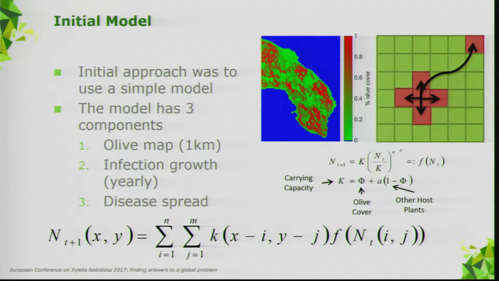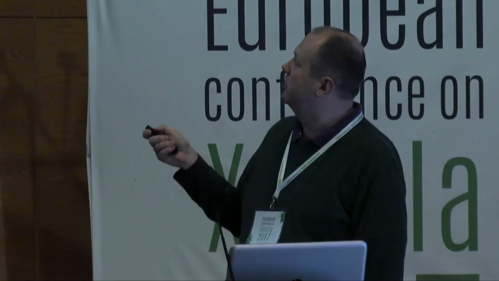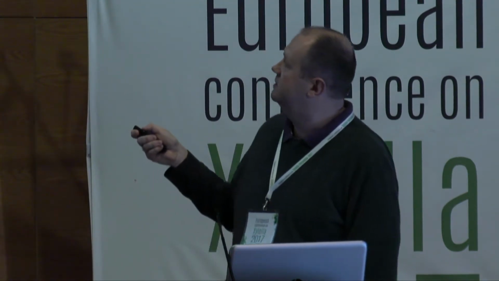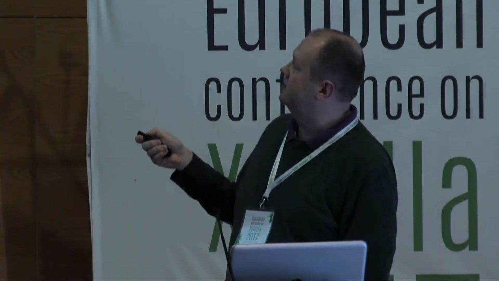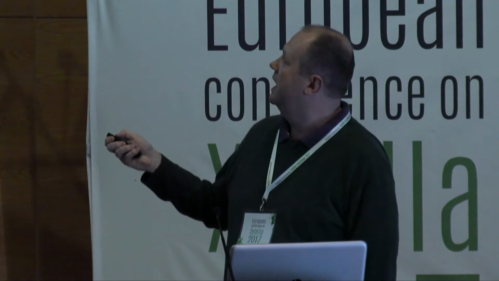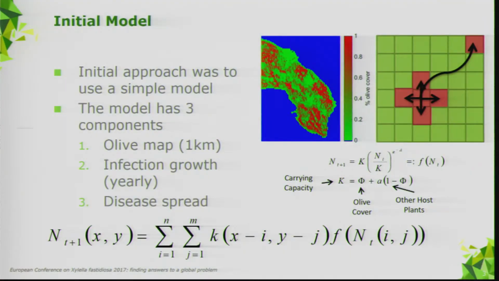Within each cell, within each grid point, each kilometre square, we wanted a model to show how disease progresses, so growth, in other words, within that cell. So we have a local population model, which is given by this. It's a recursive equation based on a yearly time step. And we have some idea of what a carrying capacity is, in other words, the maximum infection in that grid cell, which is 100%. And so it's a function of the olive cover and other host plants.